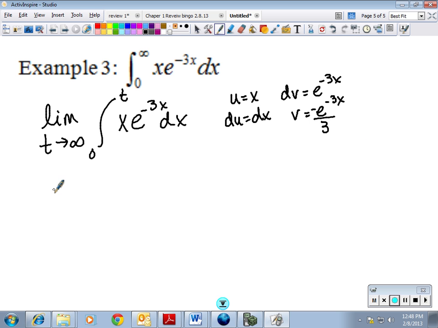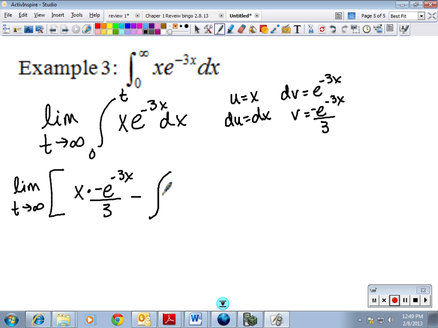So I'll just keep my limit hanging out here. It's uv minus the integral of v du. Okay, I see that's plus. Then I'm going to integrate this. I'm going to clean this up just a bit. Limit as t approaches infinity.